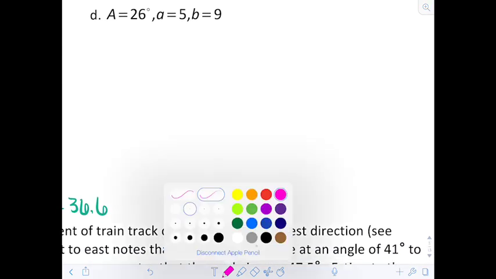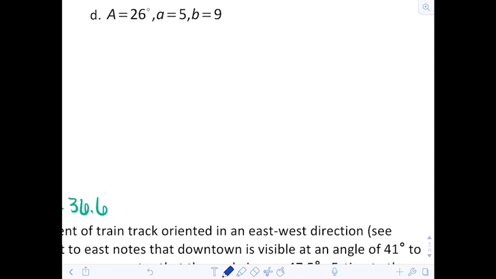It's another one with the ambiguous case. So here we go. Let's draw angle A, which is 26. We have side A, which is 5, and side B, which is 9. So again, we have side A is less than side B. So we possibly have 2, 1, or none. So we need to check the height.